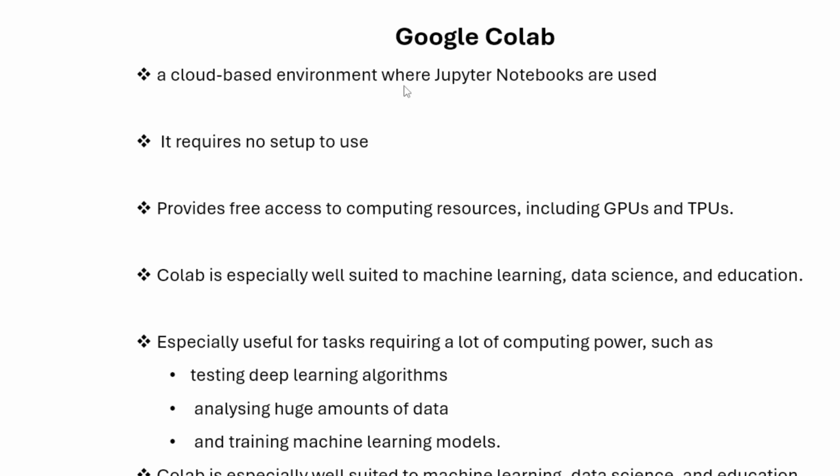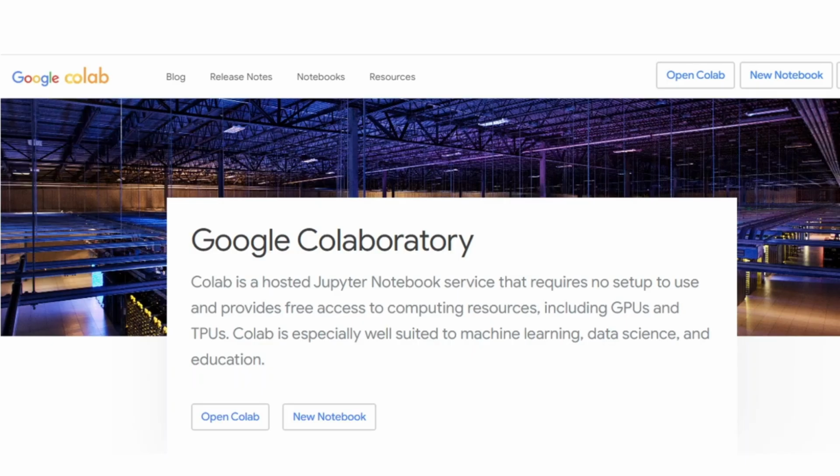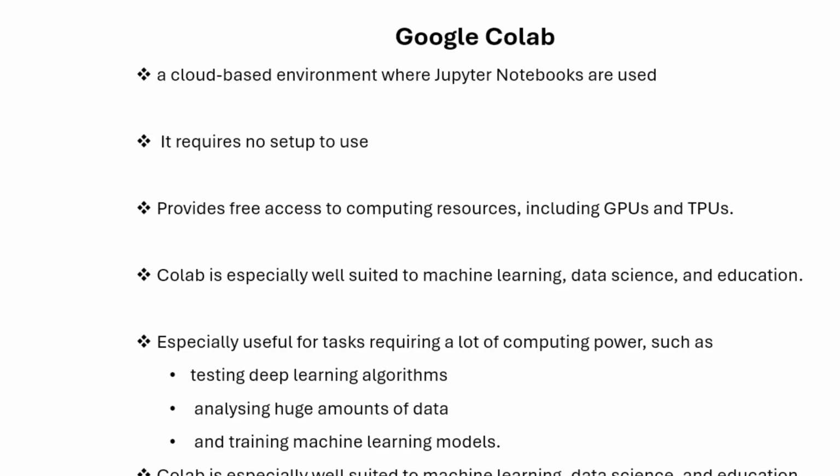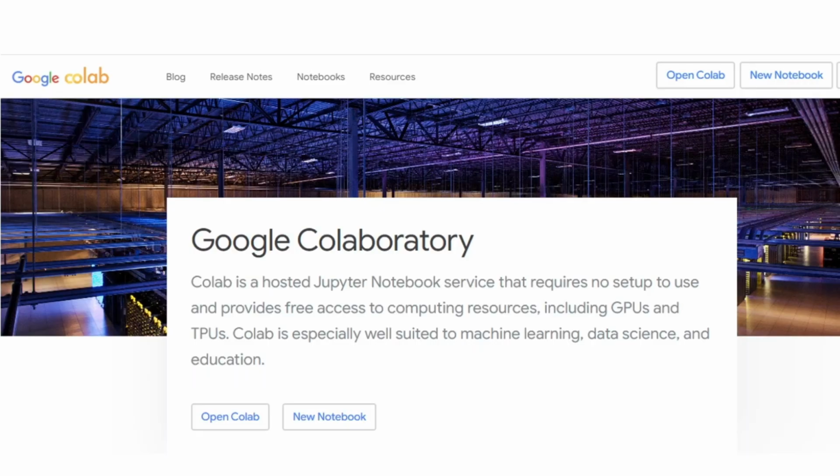The question is, how can we access Google Colab? You can use it instantly if you already have a Google account. You have a Google account if you use Gmail. You can just search for Google Colab in Google and you can get the information. If you search Google Colab, you can get this kind of page, and if you click Open Colab, a new page will open where you can open a notebook.